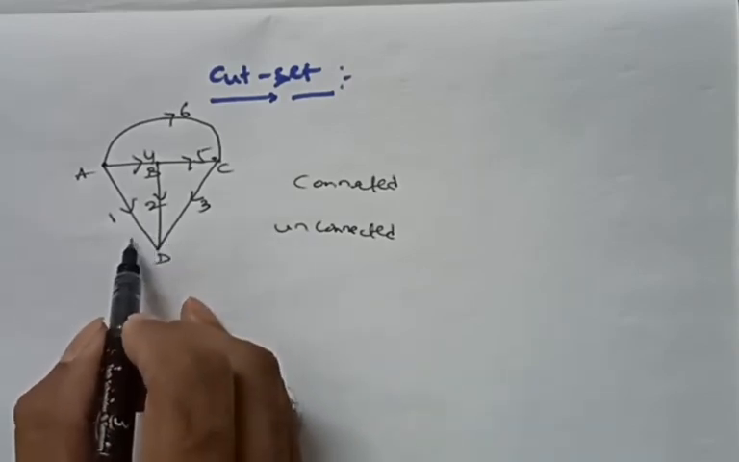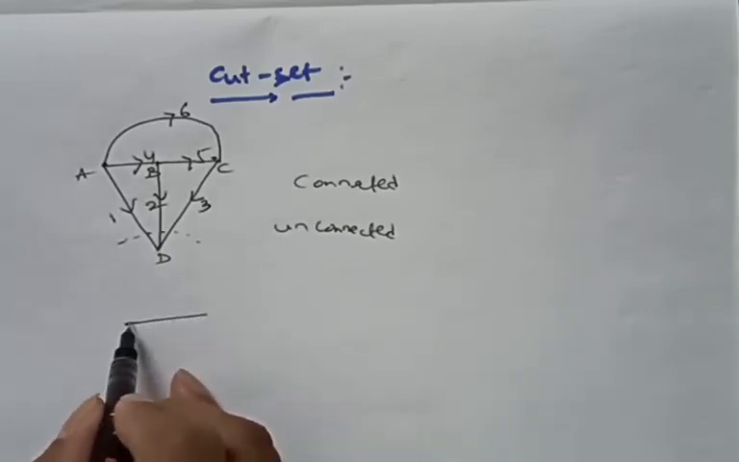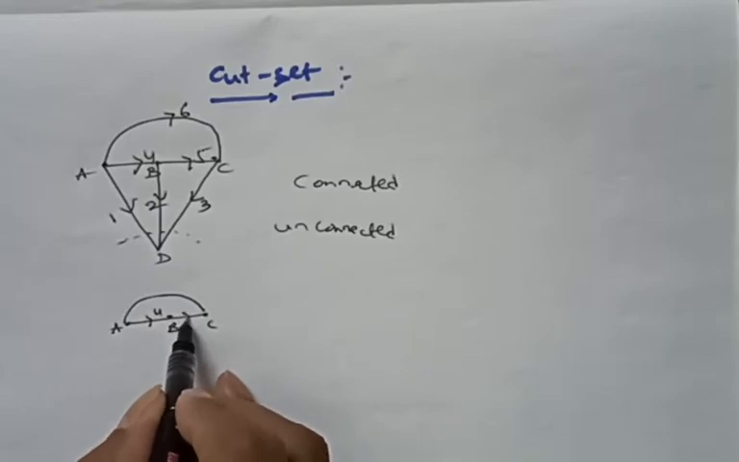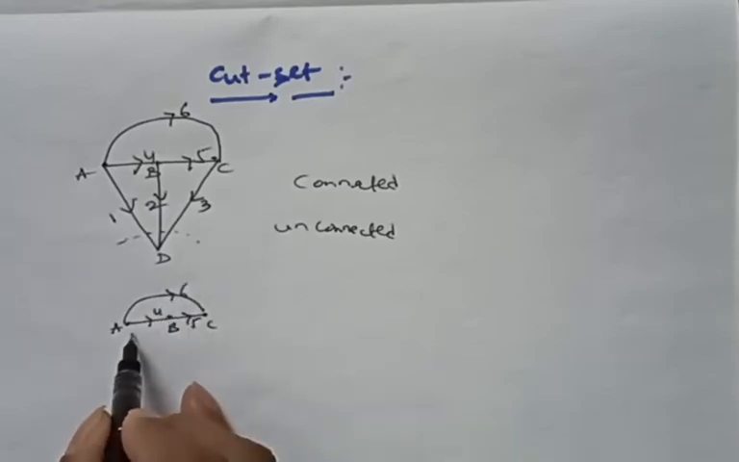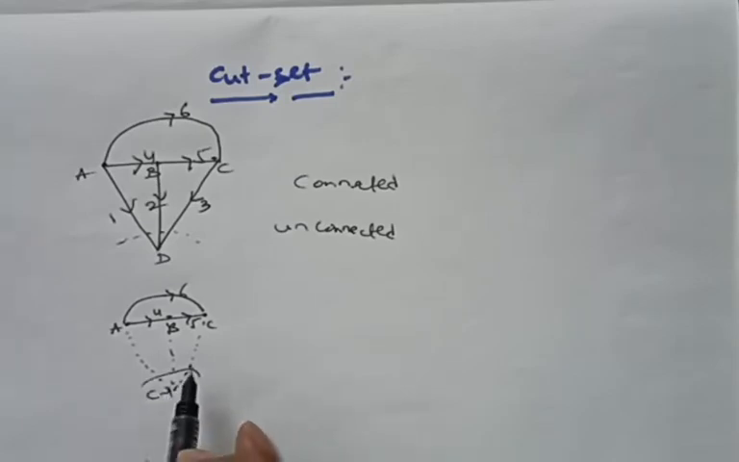Now I am removing the branches 1, 2 and 3. What will be the shape of the graph when you remove these 3 branches? Having A, B, C nodes, and 4, 5, 6 are the branches remaining in the original graph, and the branches which we are removing I am replacing with dotted lines. This we can simply call cut set 1, where I remove the branches 1, 2 and 3.